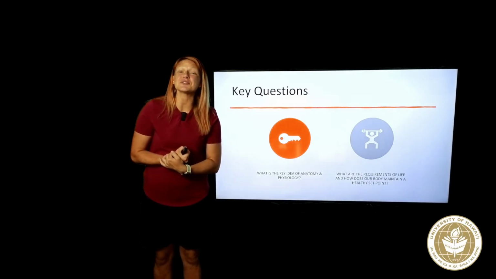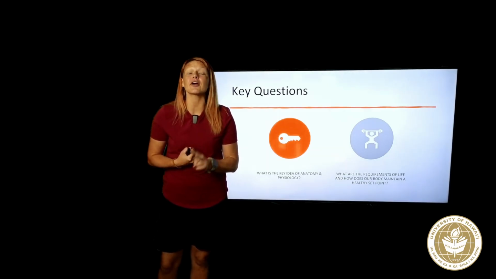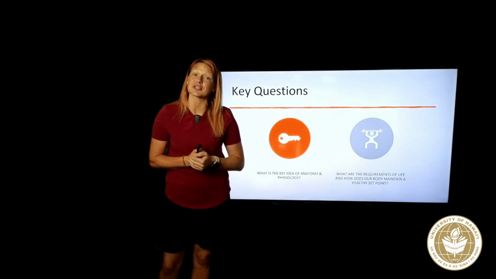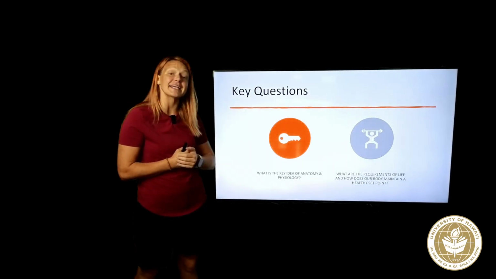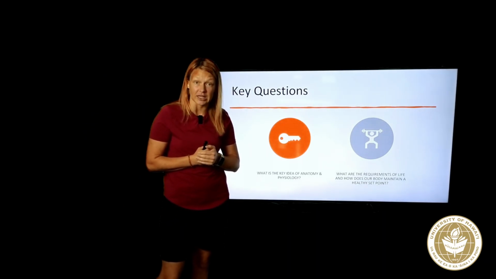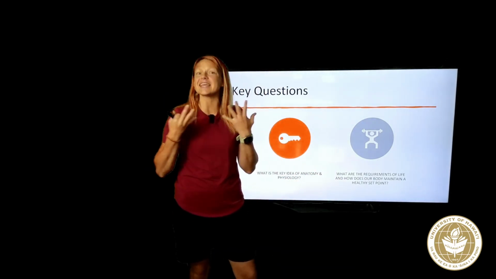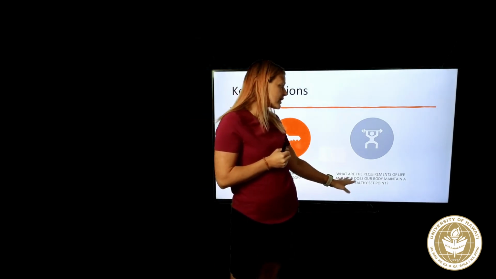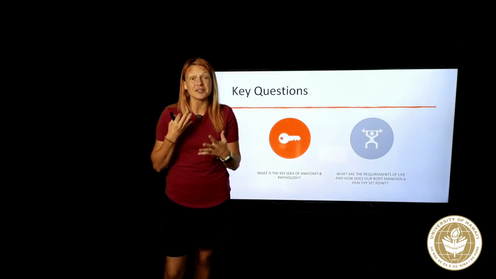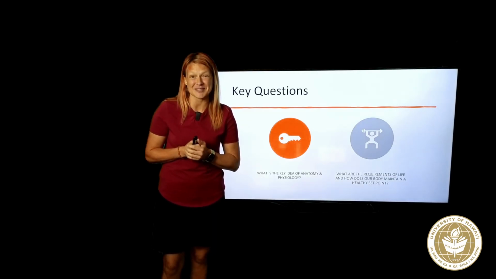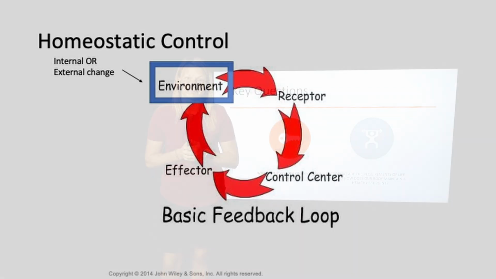I told you that we're going to begin by looking at the key questions. There are two major key questions that we are going to cover today. The first is, what is the key idea of anatomy and physiology? And the second is, what are the requirements of life? What does it take to live? And how does our body maintain a healthy set point? In other words, how do we have homeostasis, which again is a word we'll be talking about a lot today.